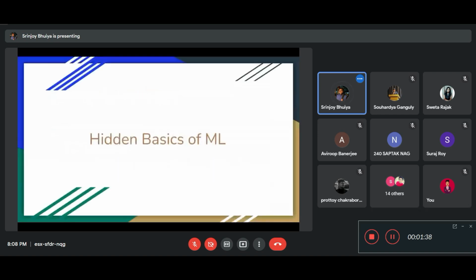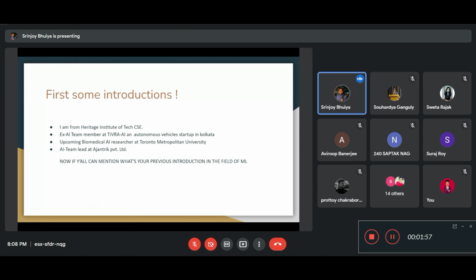Yeah. So the name of the session is Hidden Basics of ML, and as I just told you all, there will be some things which many courses don't talk about, and we will be talking about those exact strategies of how to start your model learning and model building. Shohardo already gave all this, which is on the slide. So I'll just talk about what I have been doing at these different places.